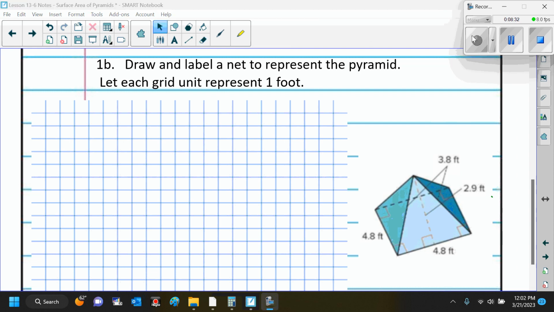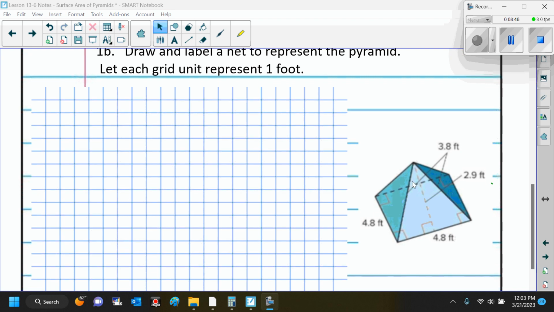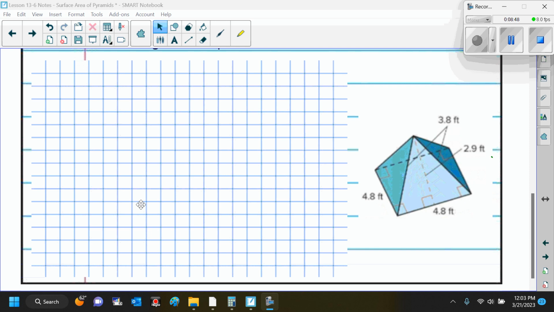Sorry, I had to fix the directions. So here we want to draw and label a net to represent this pyramid, and we want to let each grid unit represent 1 foot. All right. So go ahead and pause the video and do this one on your own, and then start it again to check it.